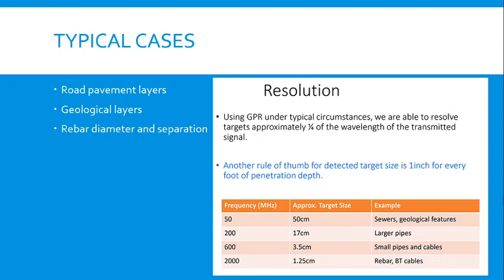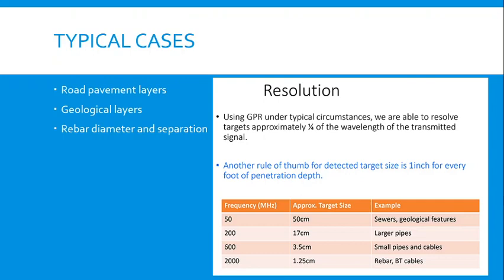If we talk about geological layers, sometimes we have to define resolution accordingly. If the geological layers are very narrow in the width dimension, then it is difficult for a low frequency antenna, for example 500 megahertz, to interpret them. For example, if we are considering the rebar diameter, there is difficulty in defining the diameter, and the separation between two individual rebars has to be considered first.